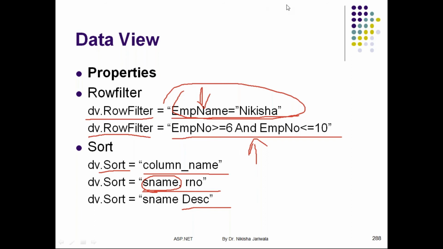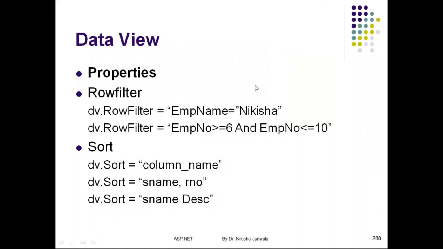So as you are able to see over here, this row filter and sort property is equivalent to the where clause and order by clause which we write in a select query. Again I repeat, the row filter and sort properties are similar to the where clause and order by clause respectively, which we write in a select query. That is the important part which we need to consider.